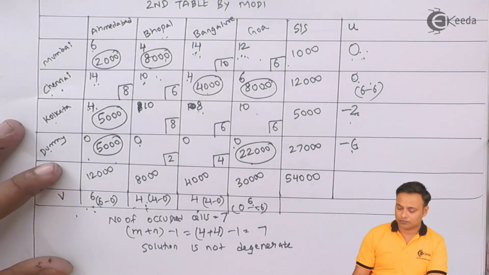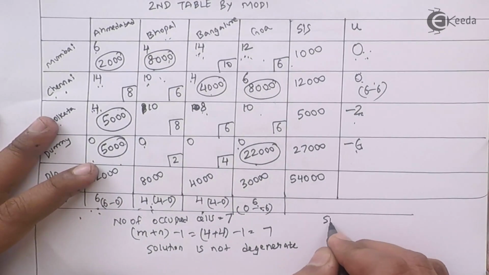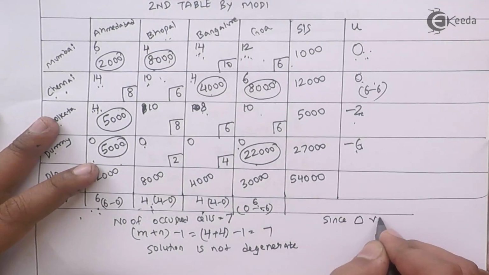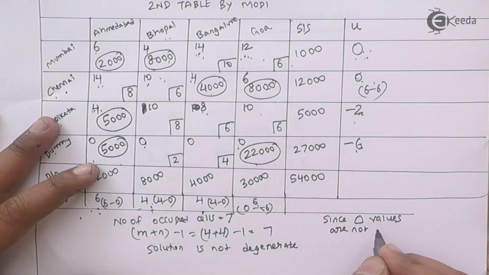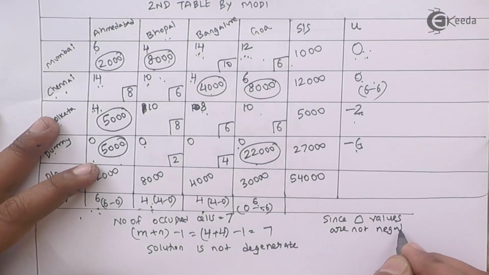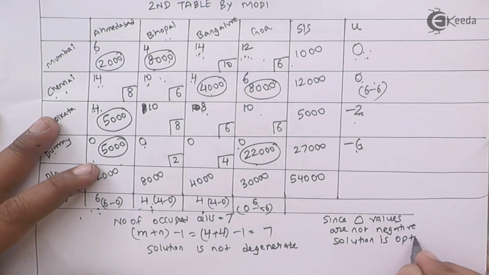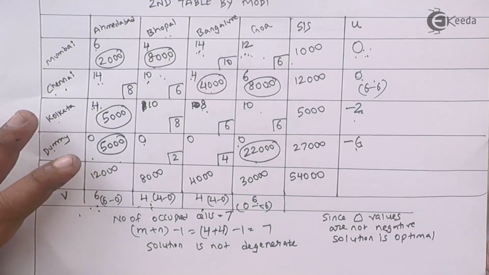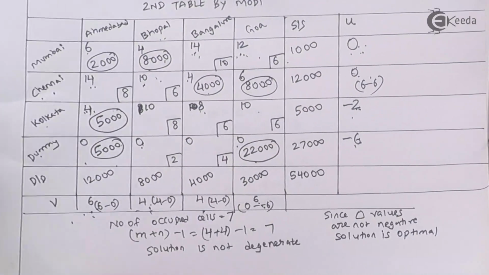So I'll just note down, since delta values are not negative, solution is optimal. Now how to get the solution? Let's continue on the next page.